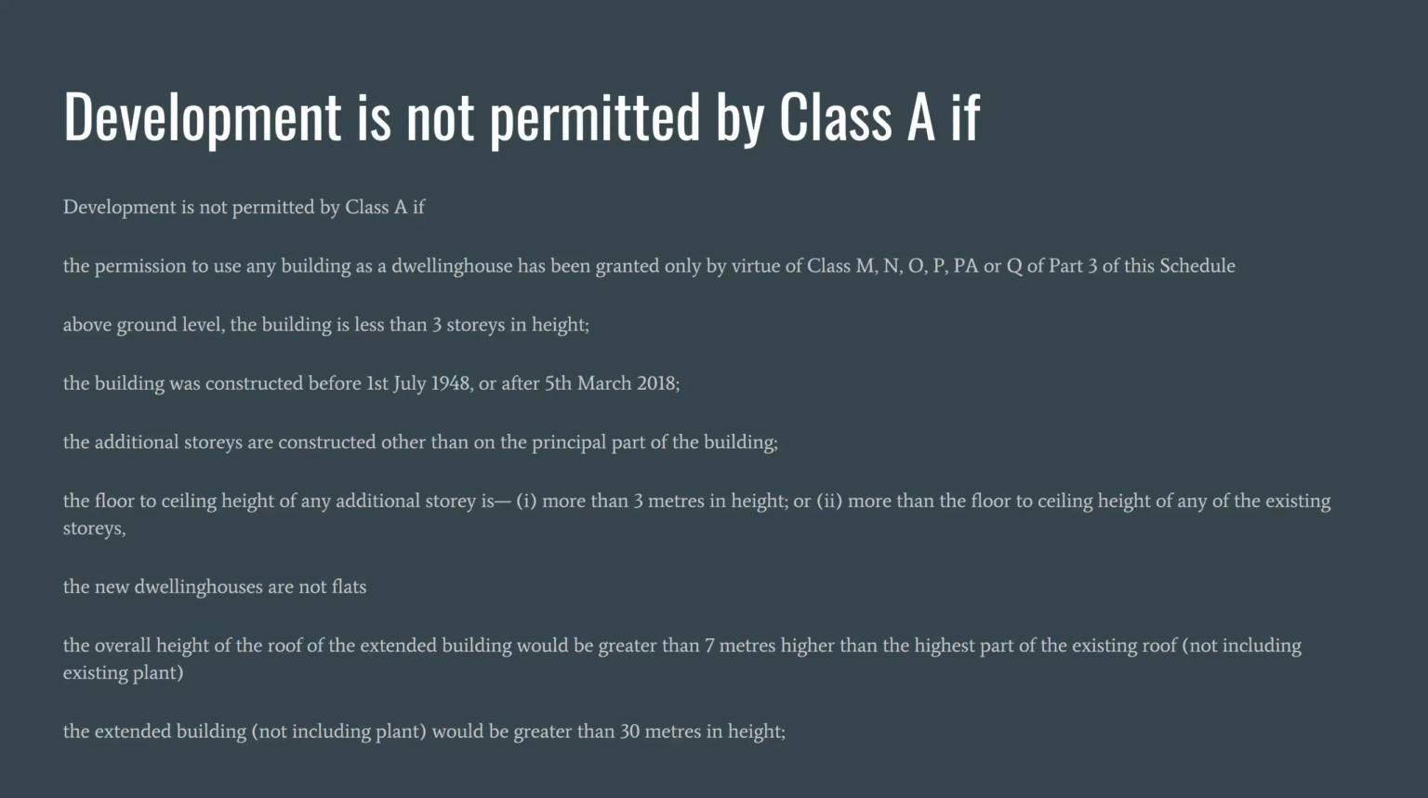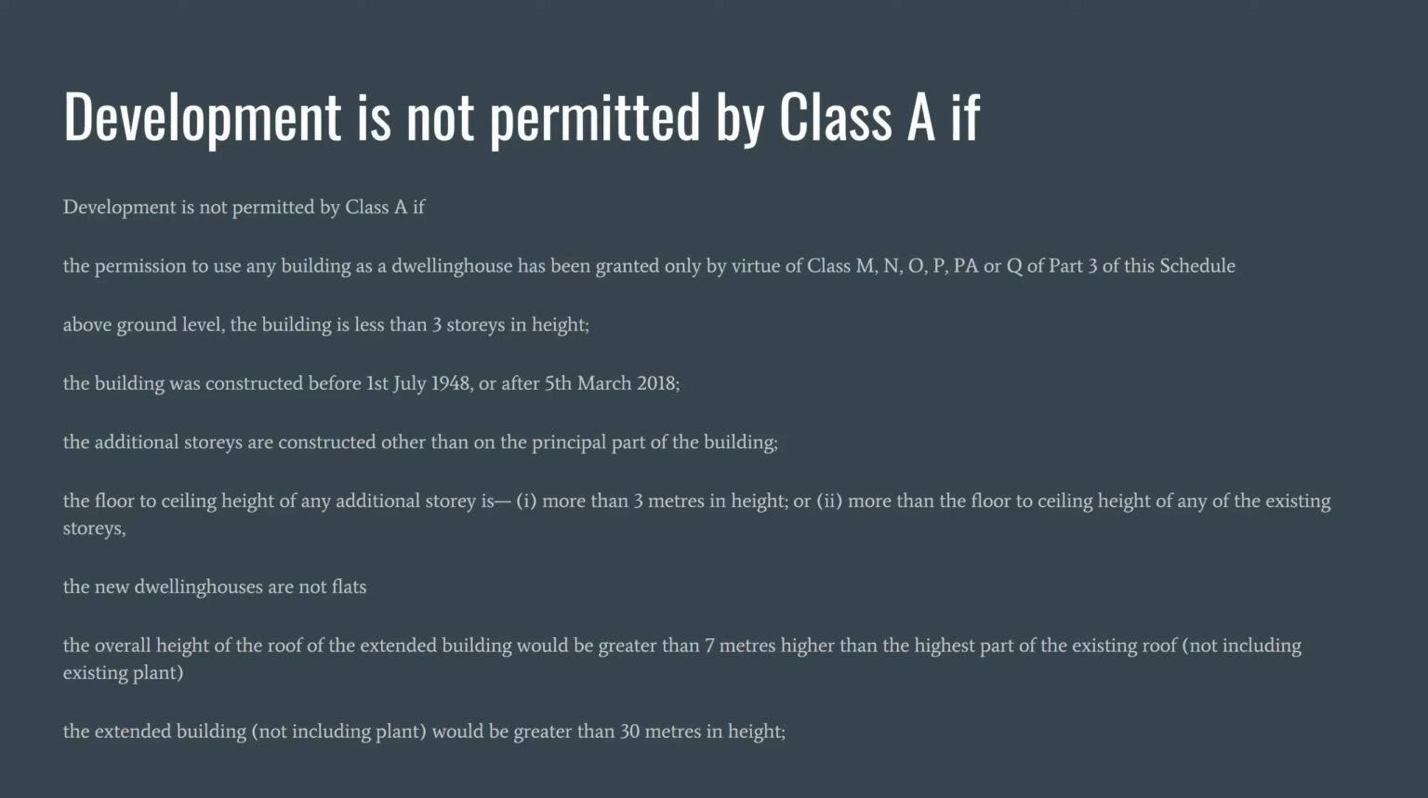Now, as we talked about before, development is not permitted by Class A, for example, if above ground it is less than 3 stories in height. We spoke about the construction of the site. Was it built between 1st July 1948 and 5th March 2018? If yes, great. If no, again, it will fail.